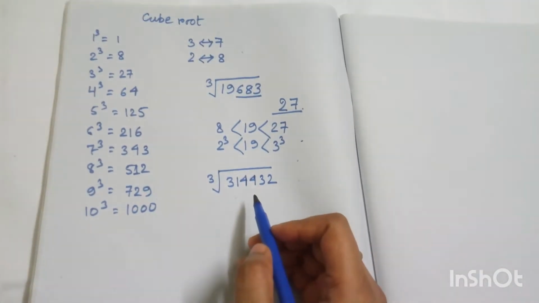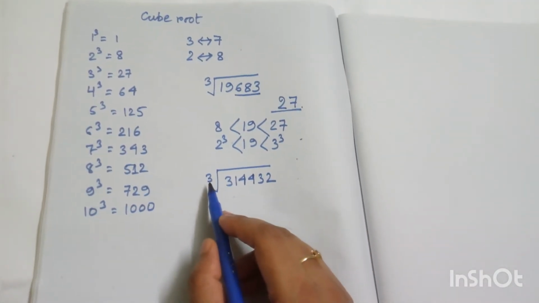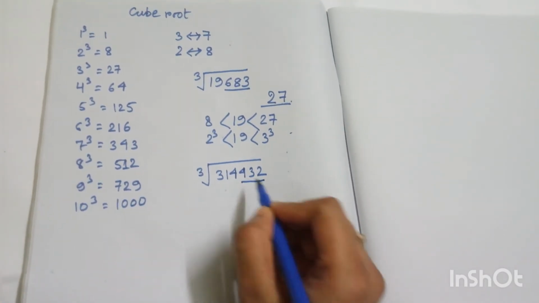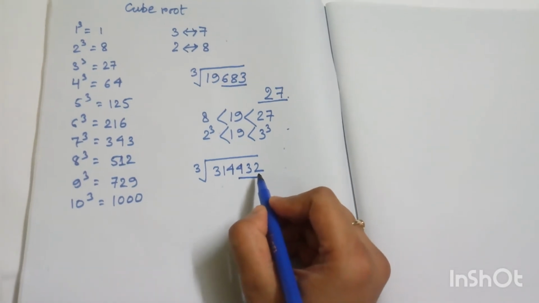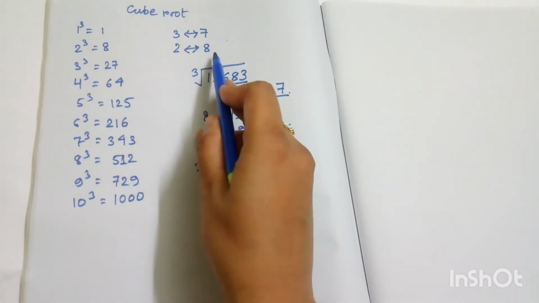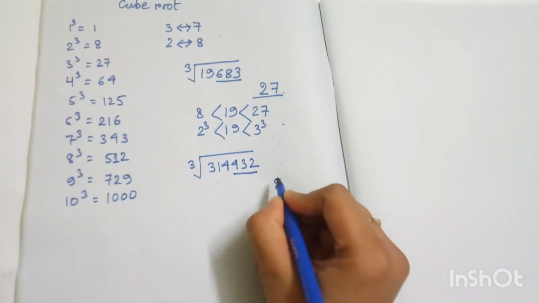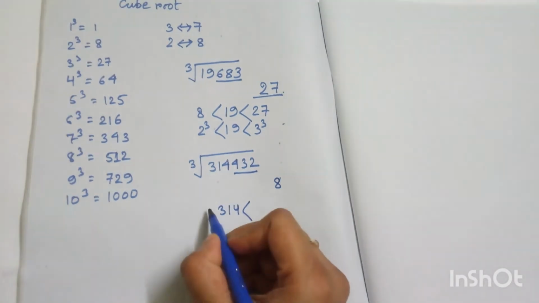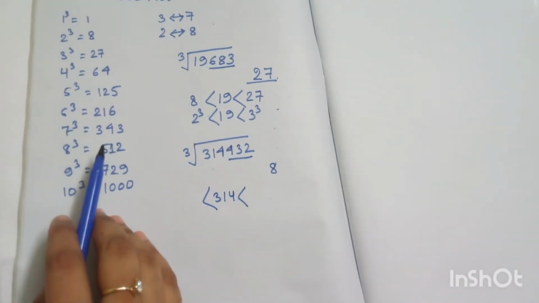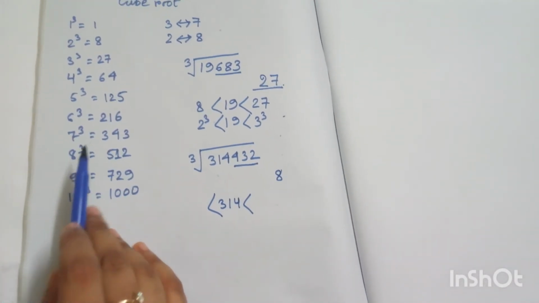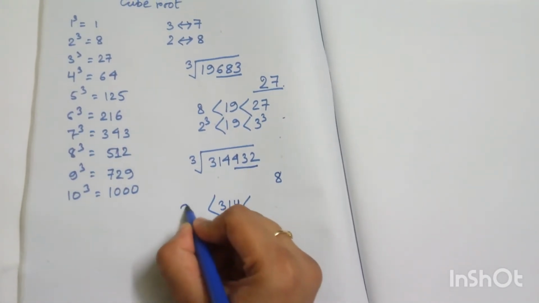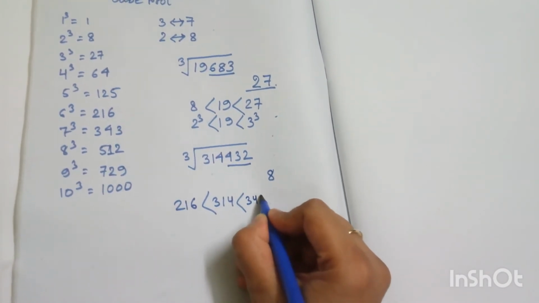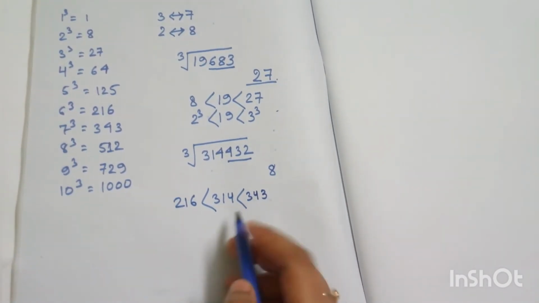Take another example. Here, the cube root of this. So take the last 3 numbers, and here the unit place is 2. So it will be 8. And the rest of the number, 314, is between which cube numbers? You can see here 6 cube is 216 and 7 cube is 343. It is between these numbers.